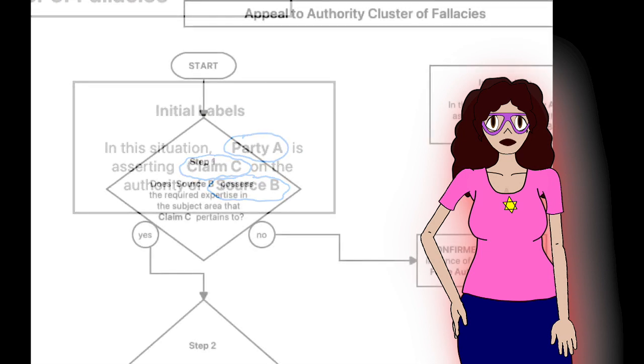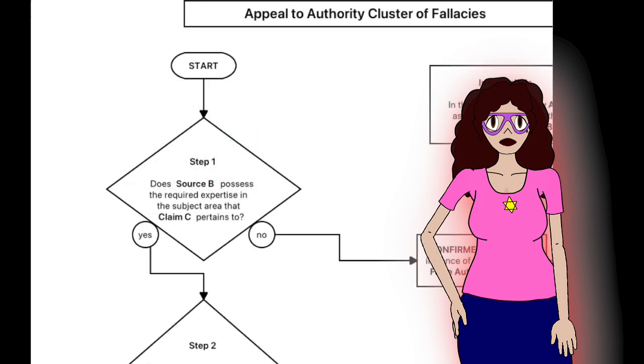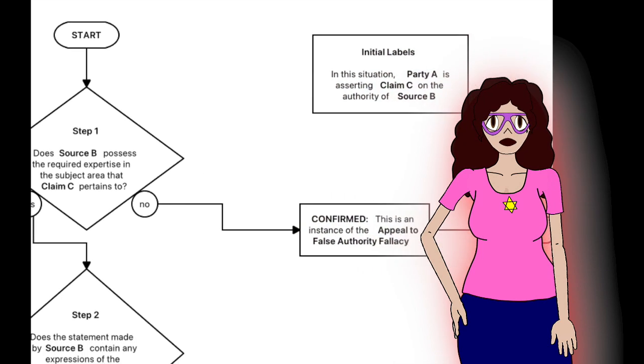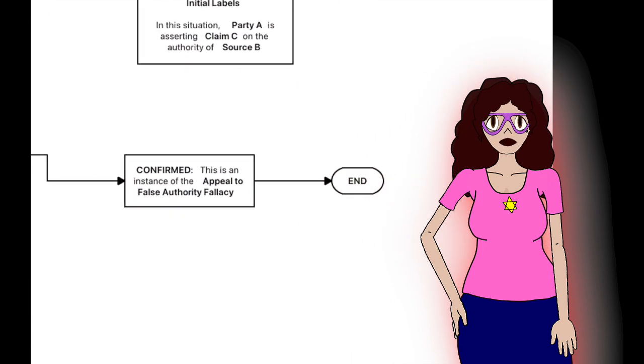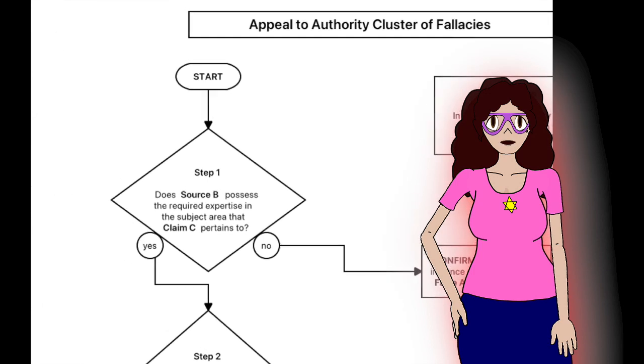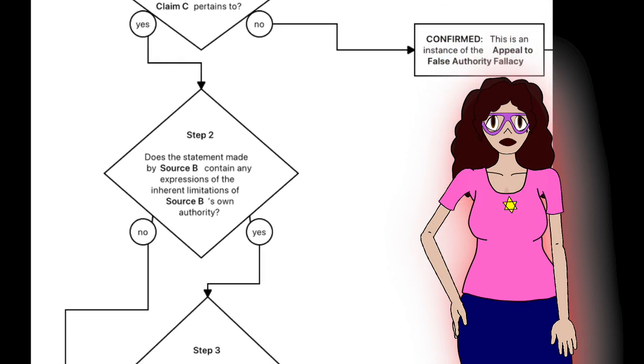So let's go through the algorithm. In step 1 we ask, does Source B possess the required expertise in the area that Claim C pertains to? If the answer to this question is no, then it is confirmed that this is an instance of the appeal to false authority fallacy, and we are done. On the other hand, if the answer to this question is yes, then we go on to step 2.